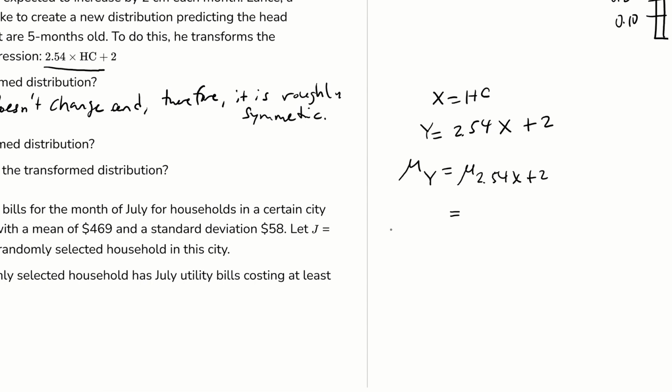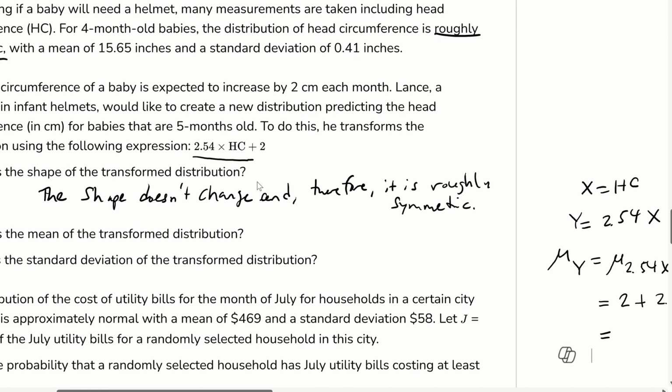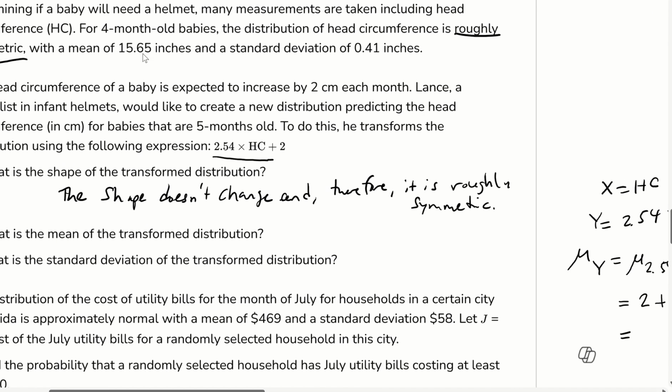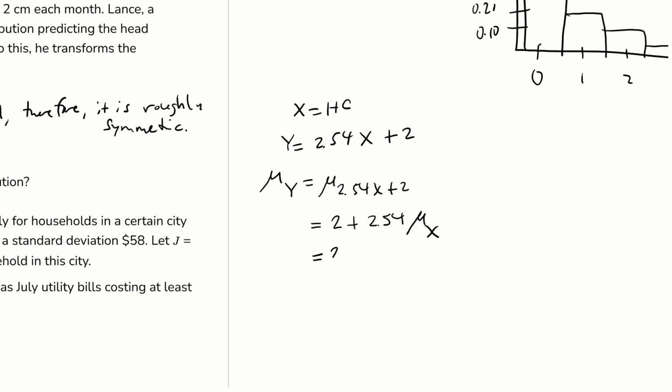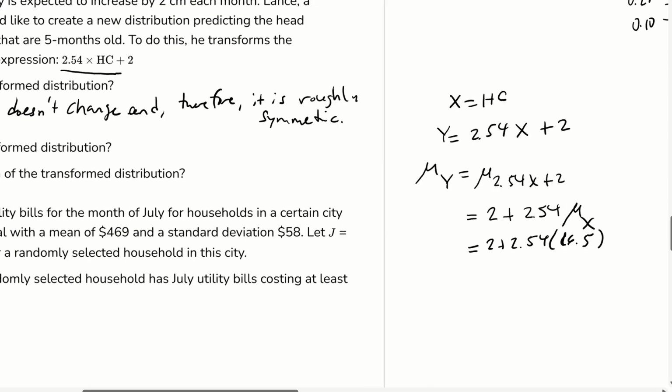Remember, addition changes the mean by adding 2 to it, so we have 2 plus, and then multiplying by 2.54 also affects the mean. So it looks like this. And we know that the mean for the babies is 15.65 inches. So we just have to do this. It was 15.65, sorry.